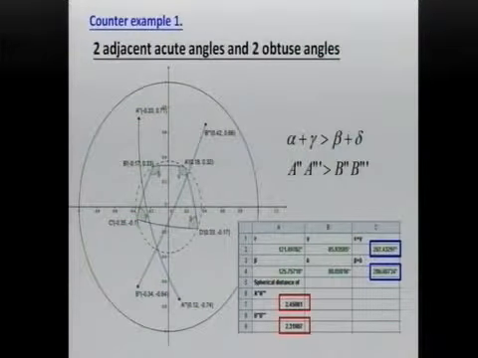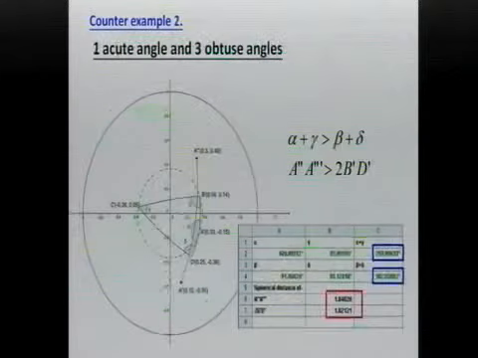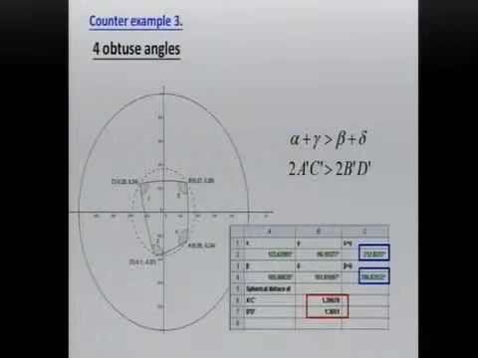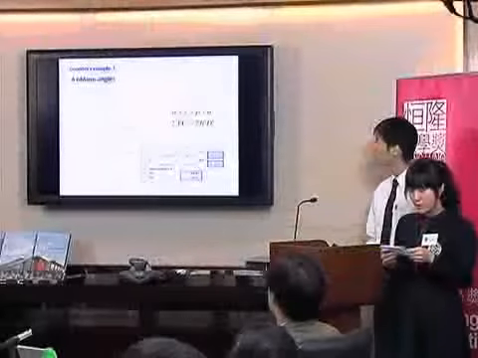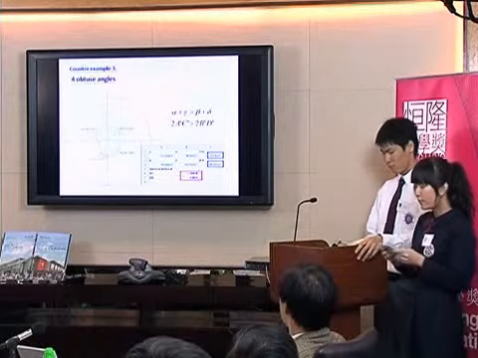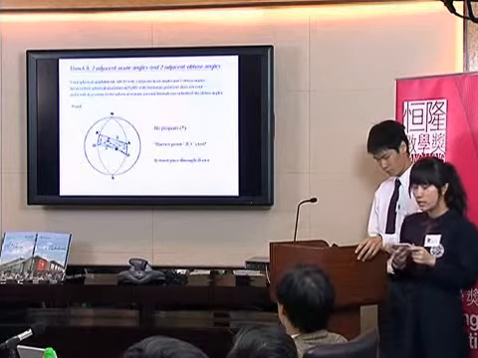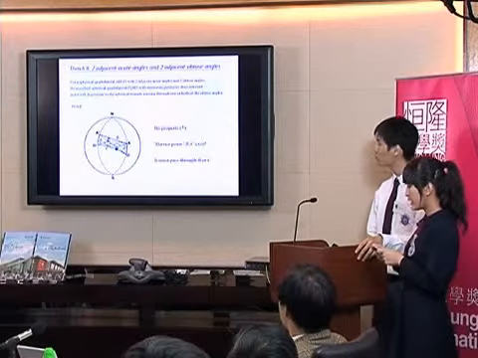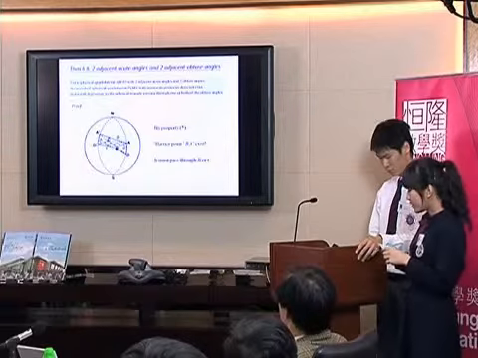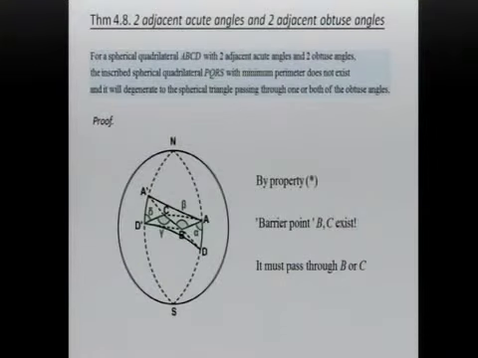We can see that even though the sum of alpha and gamma is greater, the spherical length of B double prime, B triple prime is smaller. The other two counterexamples also have the same results. Although we cannot determine where P should approach, we still find an algorithm to find the degenerated solution. For case 3, with two adjacent acute angles and two obtuse angles, we know that P must pass through either B or C, so we need to divide it into two cases.